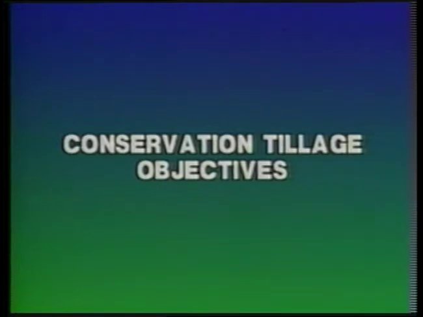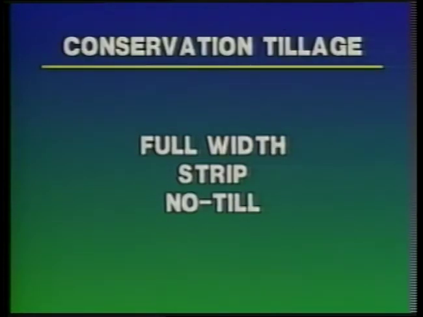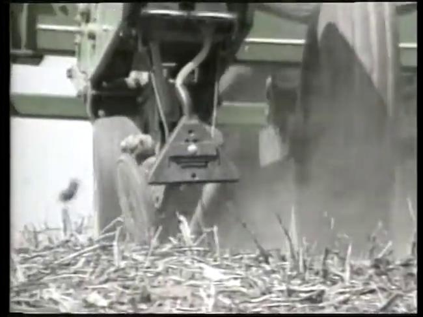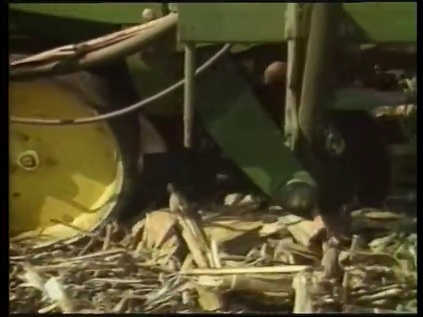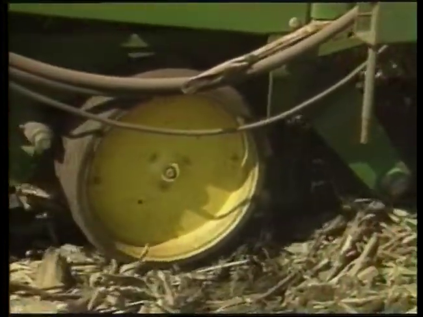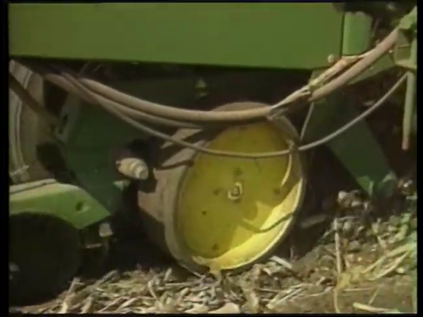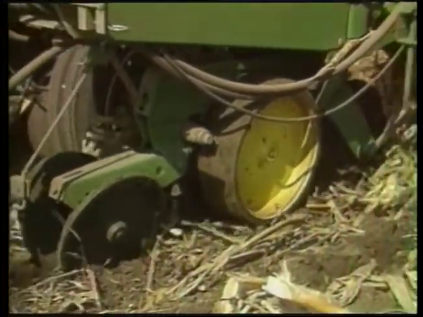The remaining tillage methods are examples of systems used to meet conservation tillage objectives. Conservation tillage systems include full-width, strip, and no-till methods, which leave 30% or more of the soil surface covered with crop residue at planting time. This definition does not mean that 30% of the crop residue is left on the soil surface at planting time. This important difference means that no matter what level of surface crop residue you start with, 30% of the soil surface must be covered with residue at the time of planting.